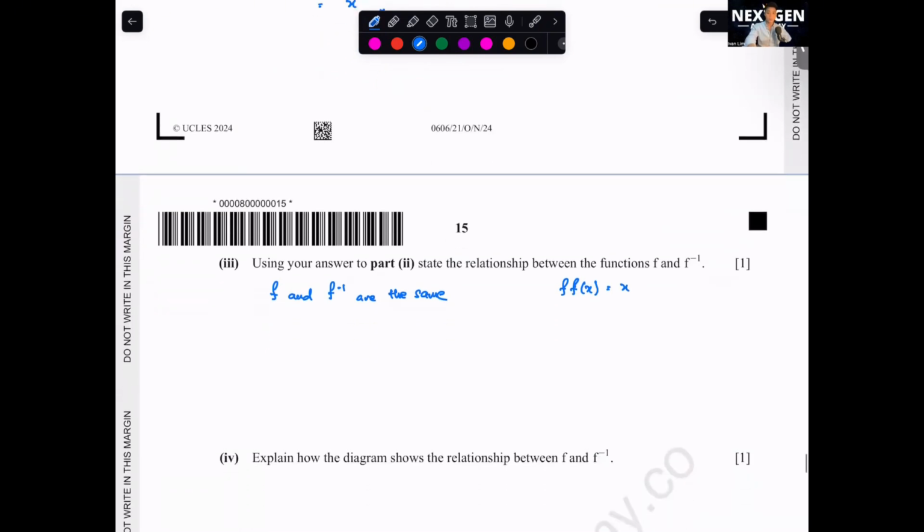Okay, one more here. Oh, sorry, got a few more. Okay, explain how the diagram shows the relationship between f and f inverse. You all look in the graph. How does the diagram show f and f inverse? Okay, what we can say, because they are the same, or another way to look at it, is they are self-inverse. Okay, f is self-inverse. Because x is equal to y, y is equal to x.